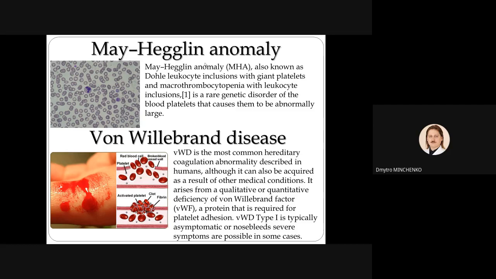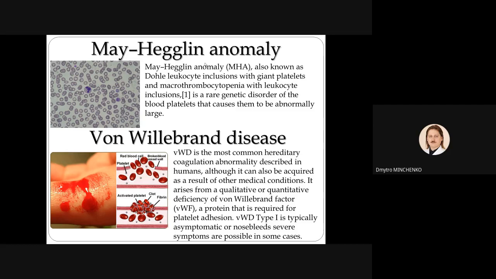The cells are large and are dysfunctional. Their properties of adhesion and aggregation are reduced, leading to the presentation of a hemorrhagic syndrome.